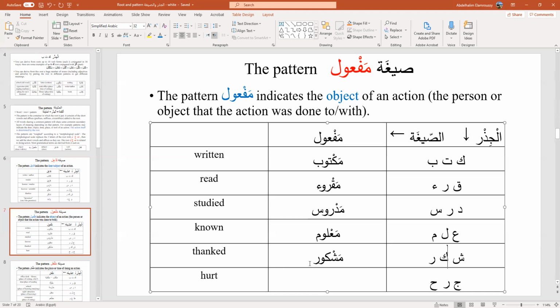And this is referring to the person who is thanked. So mashkur refers to the person who is thanked.